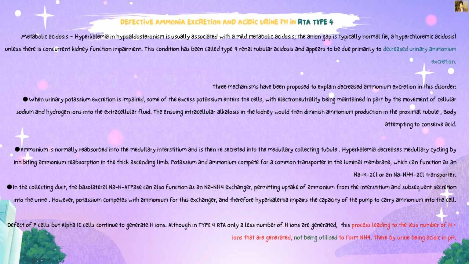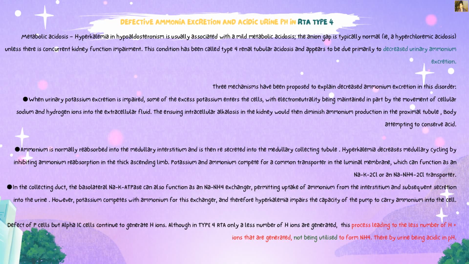The other mechanism is that ammonium and potassium compete for the same channels and the same transporters in the cell membranes. When there is hyperkalemia, potassium actually overpowers the ammonia in occupying these membranes and prevents the ammonia from being recycled from the interstitium into the urinary lumen. Thereby hyperkalemia prevents the excretion of ammonia in that manner as well.